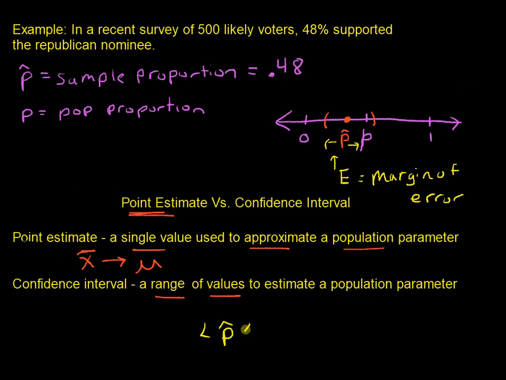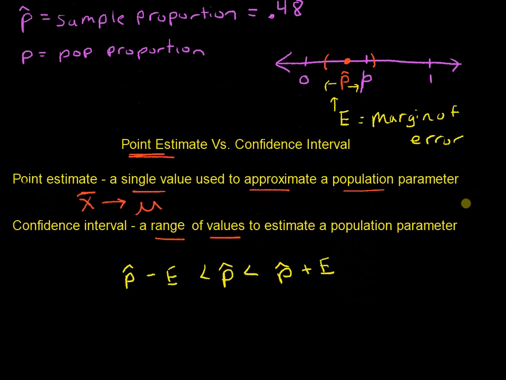Okay, so we calculate p hat. We put up an interval that is p hat minus E and p hat plus E, this margin of error. And that creates an interval for which we hope that the population parameter lies within. We can't guarantee that the population parameter lies within, of course, since these are just estimates from a sample. So there's some level of uncertainty about whether or not the population parameter lies within.